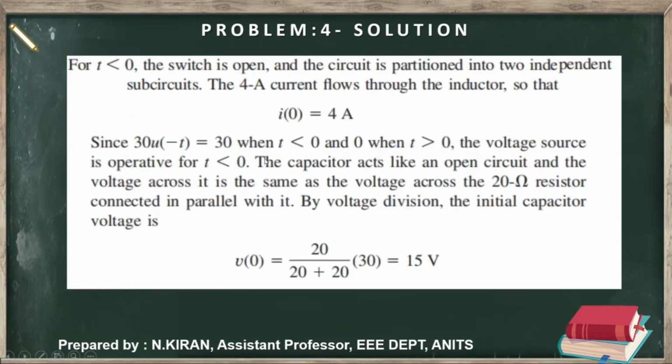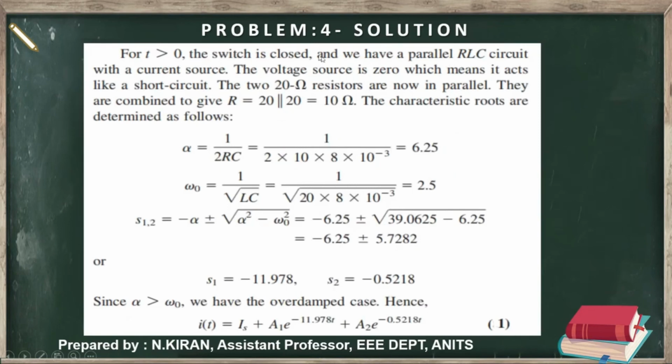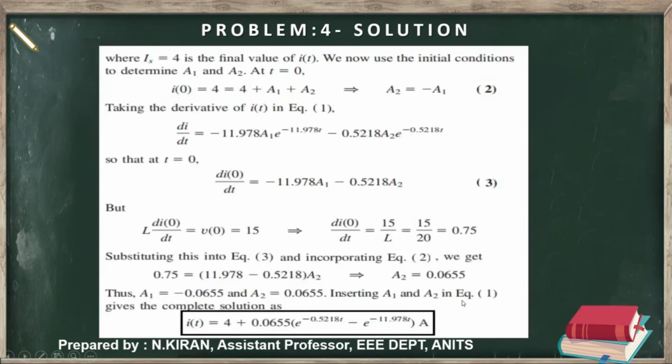So for t greater than 0, the alpha value is 6.25. Omega naught value we have got to be 2.5. Since alpha is greater than omega naught, the roots will be real and distinct. So the S1, S2 values we have obtained. Therefore I of t in this case will be Is plus A1 e power minus 11.97t plus A2 e power minus 0.521t. So let us find the values of A1 and A2.